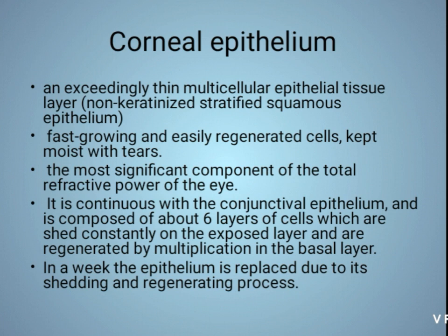The corneal epithelium is a thin multicellular layer. As I told you, it is non-keratinized stratified squamous epithelium. It has the ability to regenerate cells. It is always regenerating and shedding due to the tears. It takes its nourishment from tears. The most significant component, the layer which provides the refractive power of the eye, is this corneal epithelium. It is continuous with the conjunctival epithelium and is composed of 6 layers of cells.